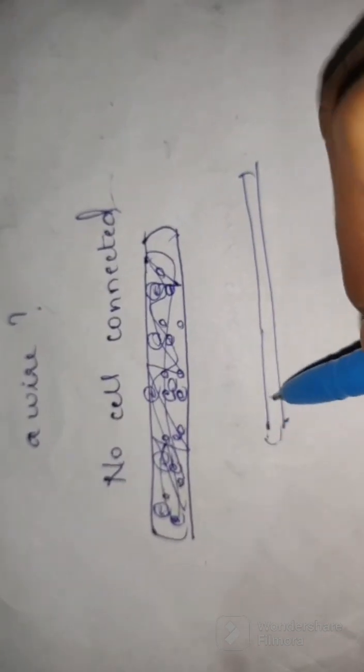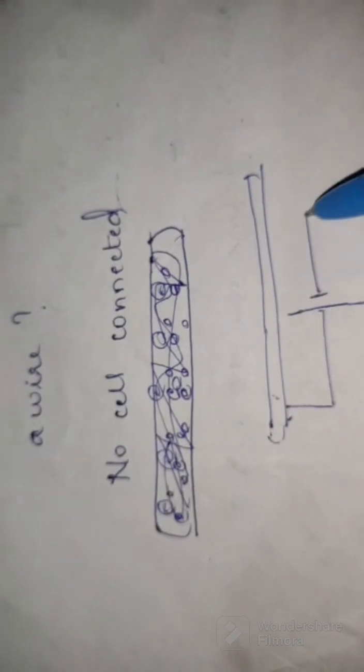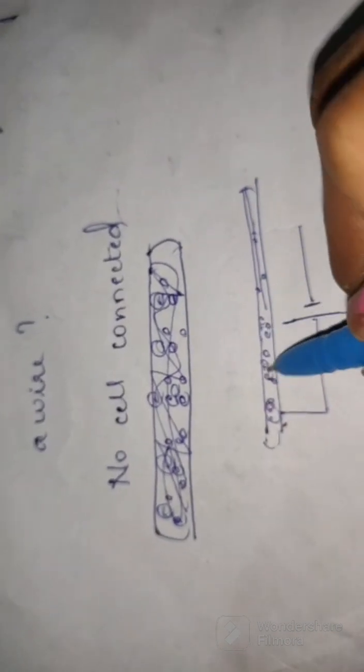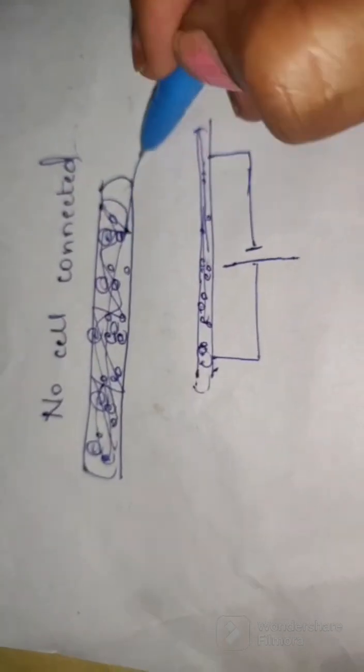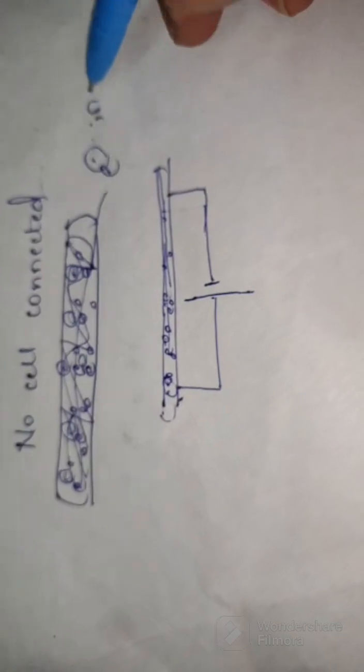So what happens when a cell is connected to this wire? The electrons present in it will start moving uniformly, or in one direction. So when no cell is connected, the electrons move randomly.